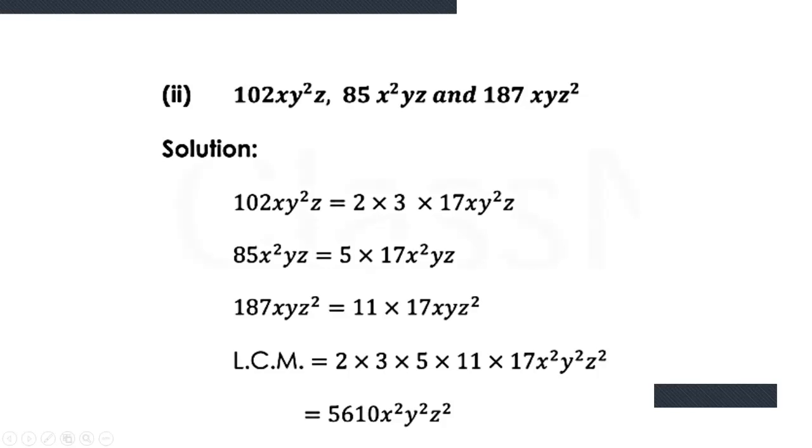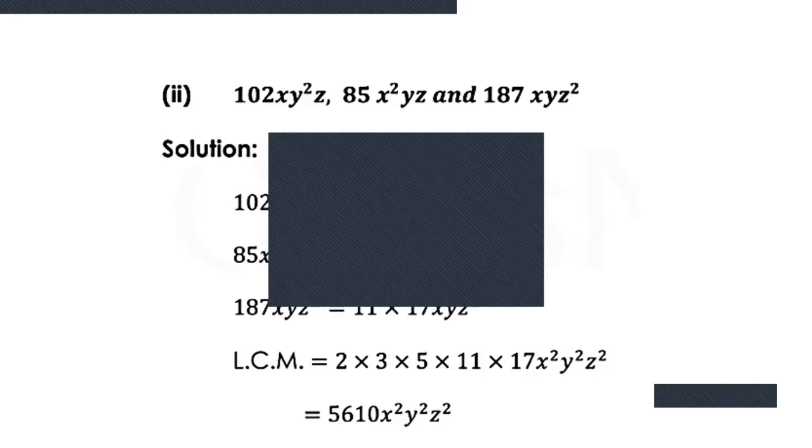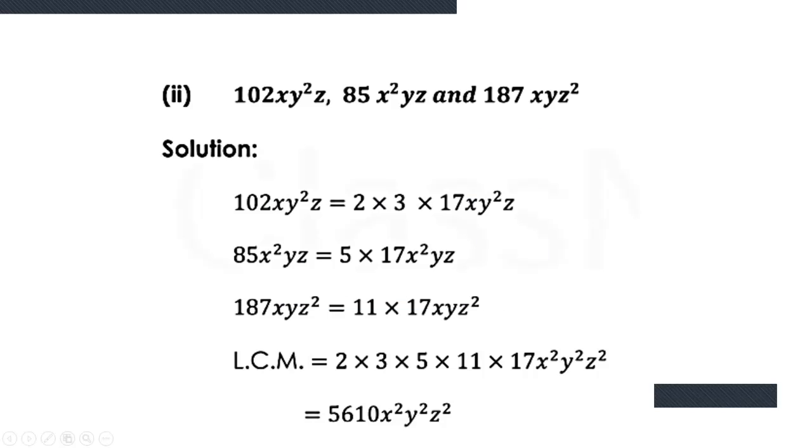As you can see, the greater power of x is x square, the greater power of y is y square, the greater power of z is z square. 2 multiply 3 is 6, 6 5s are 30, 30 11s are 330, 330 multiply 17 is equal to 5610 into x square, y square, z square.